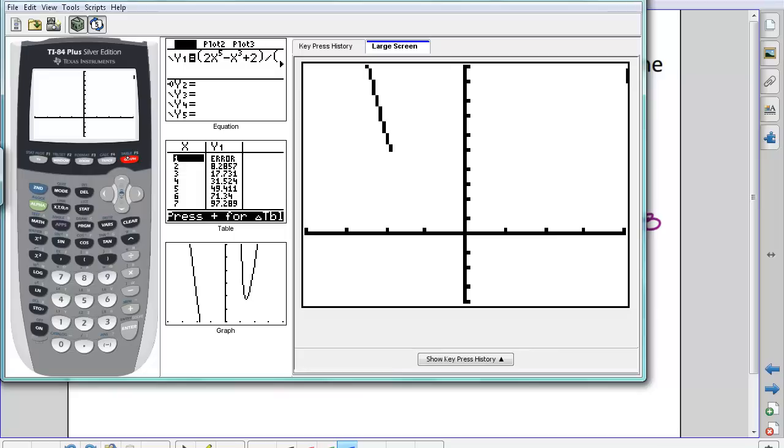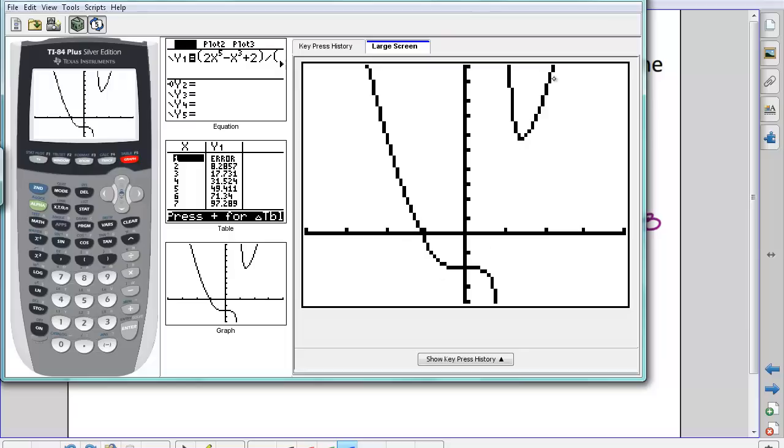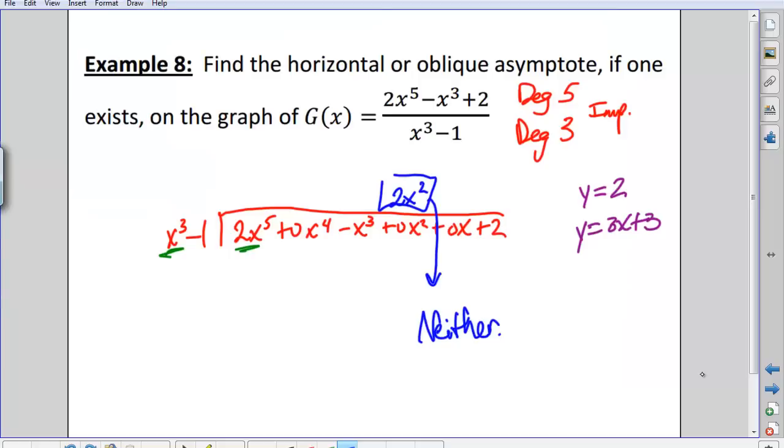What we actually have is the ends of the graph are approaching a parabola. Okay, there's like a U shape here that the ends of the graph are approaching. Can you see that? That's why it's not horizontal or oblique, because it's actually like an x squared sort of graph that the ends are approaching. We don't classify that, we just say neither. And that's the end of 5.2, so if you have questions on that, let me know.